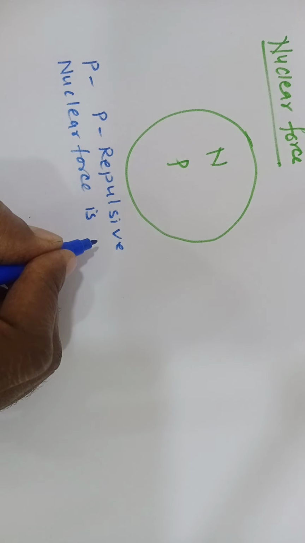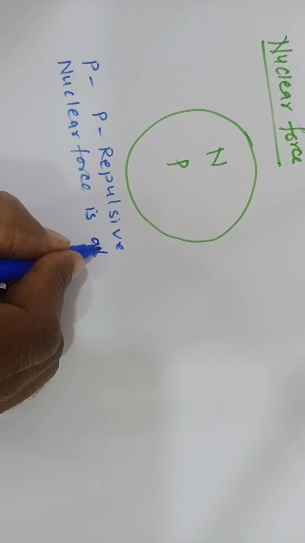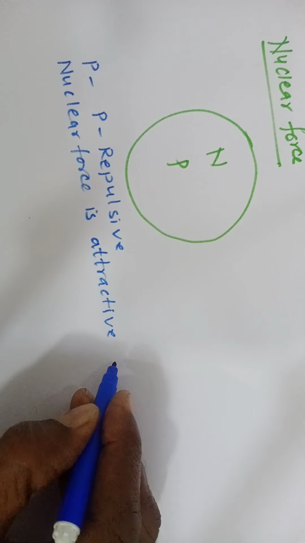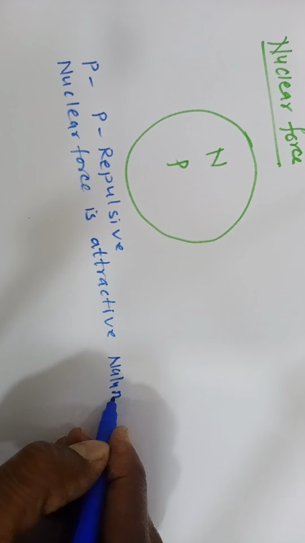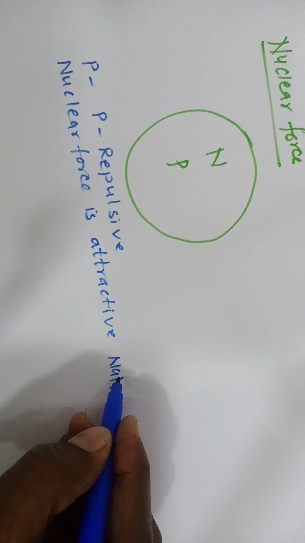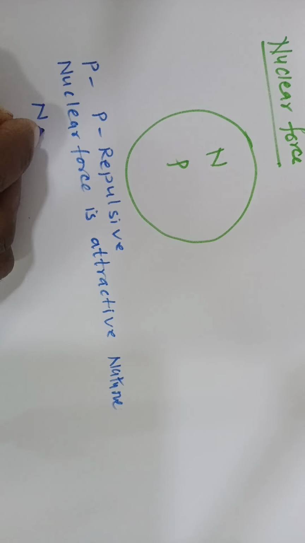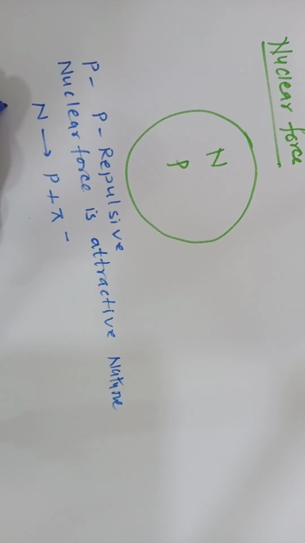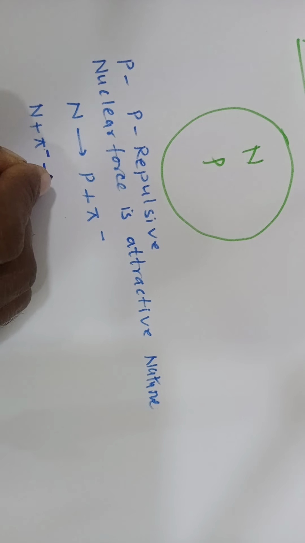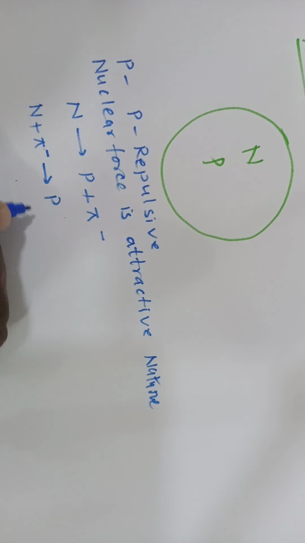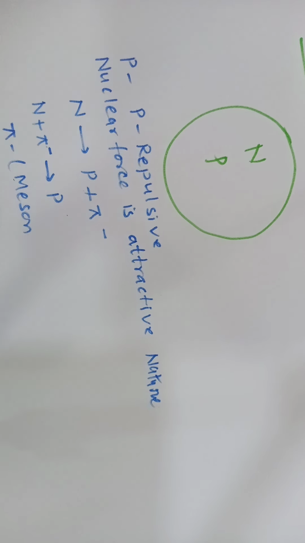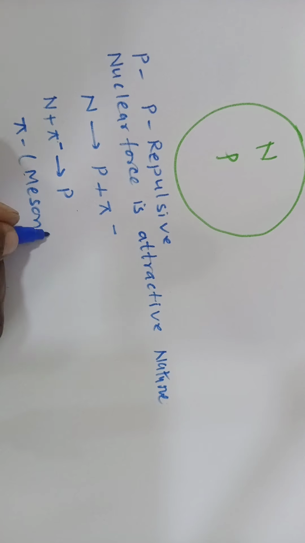The nuclear force is attractive in nature. A neutron splits into a proton by exchange of a pi minus, and a neutron can convert into a proton by exchange of a pi meson. This is called the pi meson, a meson particle. This is the Yukawa theory of nuclear force.